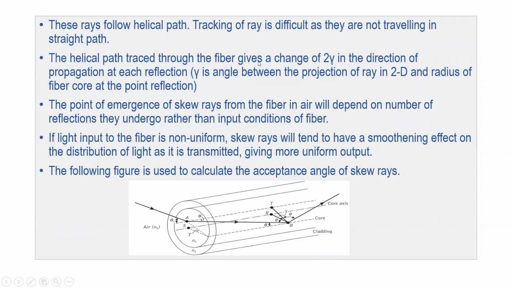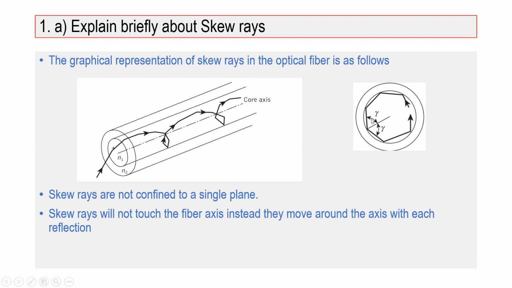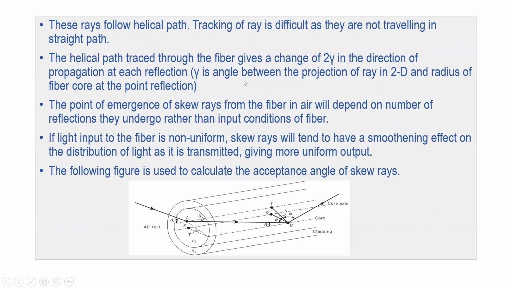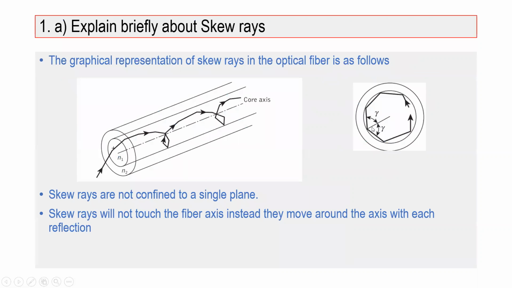The helical path traced through the fiber gives a change of 2 gamma. This is 2 gamma. As the wave is traveling around the path, it is going to have a change of 2 gamma. This is gamma with respect to a perpendicular, and there is one more. When it has interacted over here, it is going to undergo a change of gamma. So both combined, we are going to have 2 gamma in the direction of propagation at each reflection. Gamma is the angle between the projection of the ray in 2D and the radius of the fiber core at the point of reflection. Here you can see it is the angle between the radius of the fiber core and the projection.